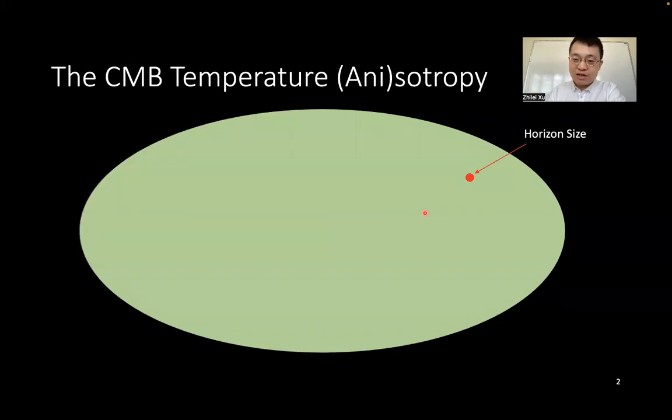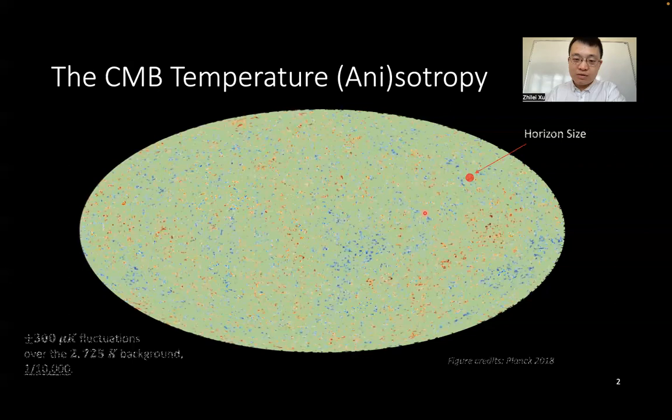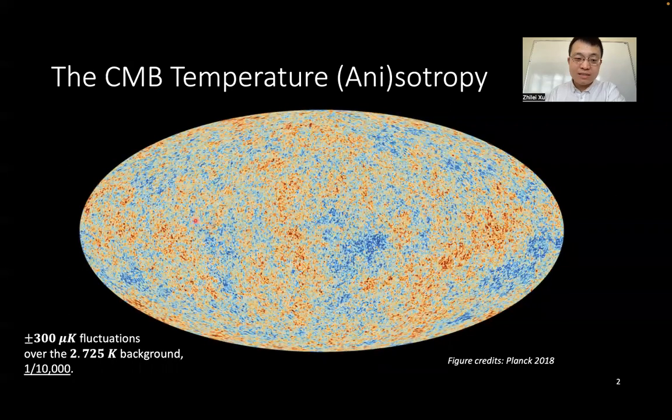And then as the technology advances, we keep pushing further and further down. We did see anisotropy, but it's very small. It's like 300 microkelvin on top of 3 Kelvin, so it's one part in 10,000 basically. This is by the Planck satellite. So it's not entirely isotropic. If we look deep enough, we can see the anisotropy.